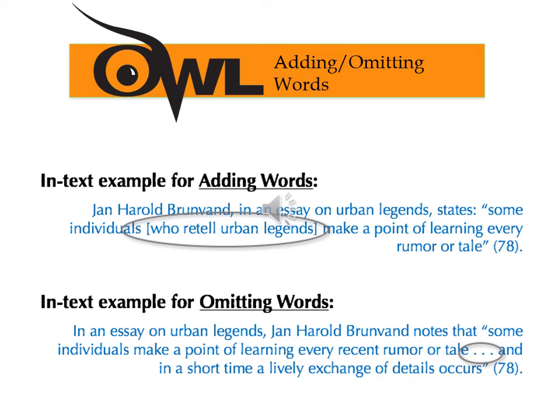One is to use the ellipses, the 3 dots, to connect those 2 quotes. So in this example, in an essay on urban legends, Jan Harold Brunvand notes that, quote, "some individuals make a point of learning every recent rumor or tale," then ellipses, "and in short time, a lively exchange of details occurs," end quote. So that ellipses tells me that they're jumping space within whatever Brunvand wrote. They're jumping time and space. And that's fine. You can do that.